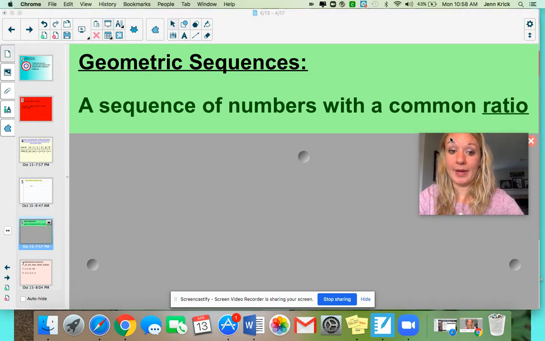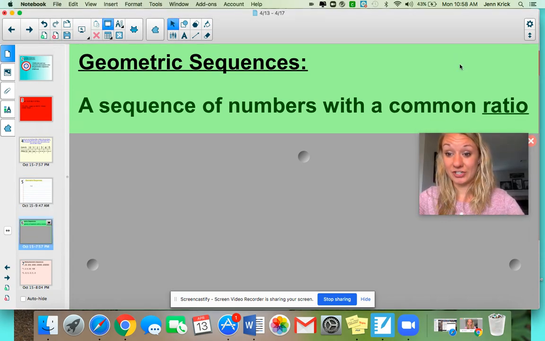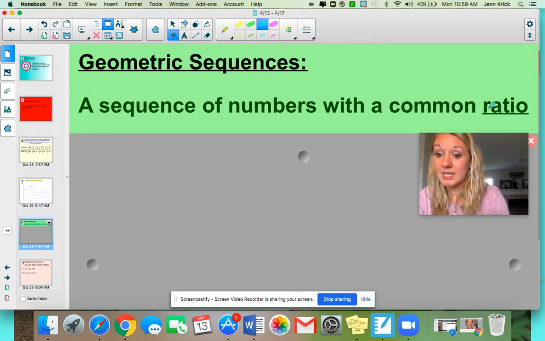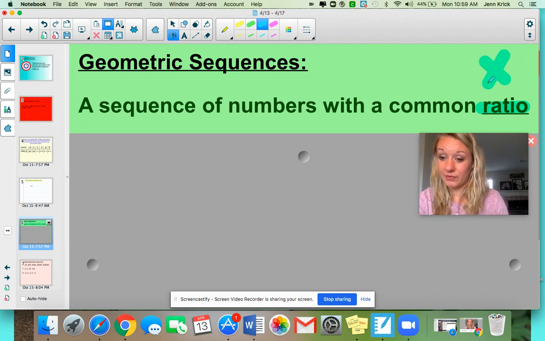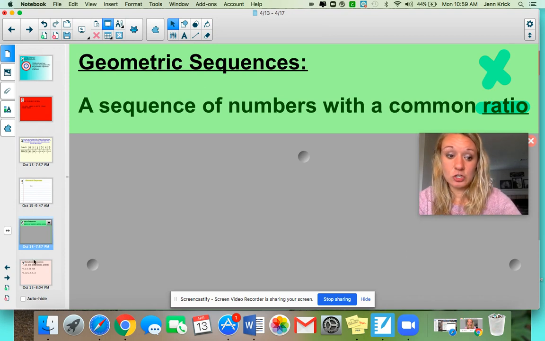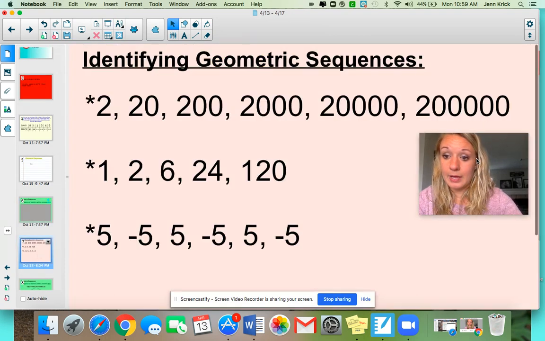Okay, and I believe that this is actually the first question on your assignment too. A geometric sequence is a sequence of numbers with a common ratio. Common ratio. When you hear that or when you see that, you need to think about, ooh, I can connect that to exponential functions. We also connect that to the operation multiplication. So if you've got a geometric sequence, you need to be multiplying numbers, okay? So let's take a look here.